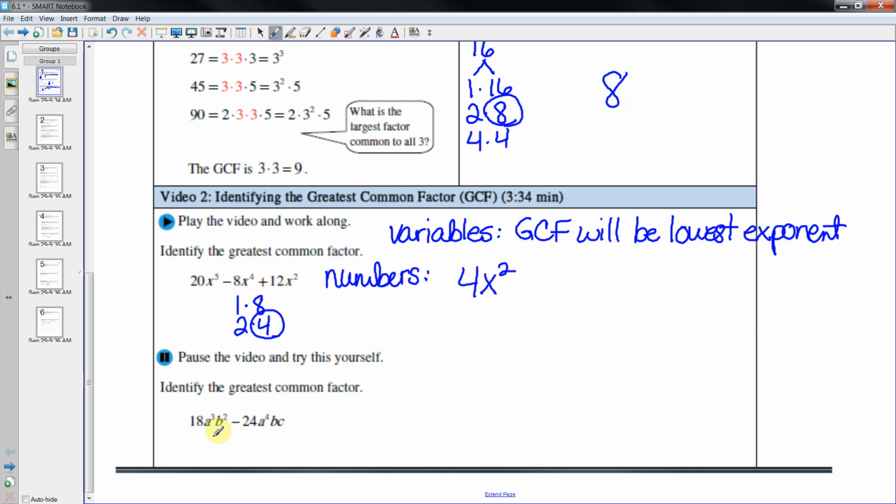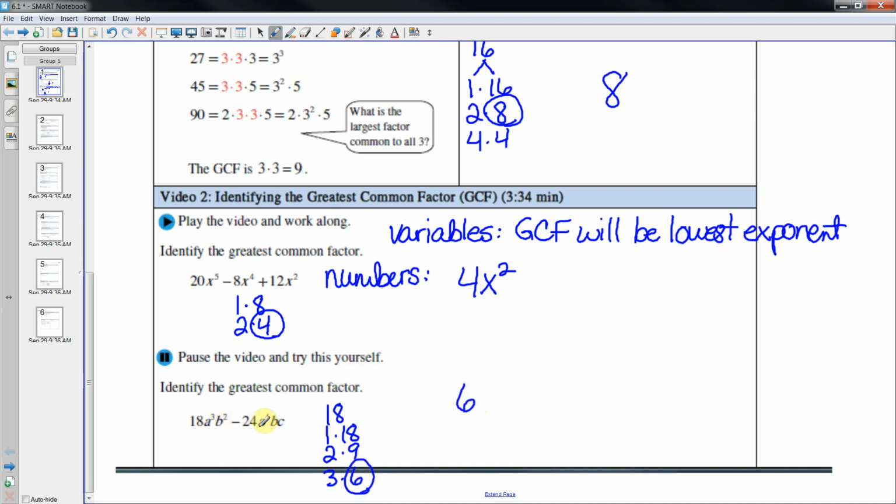Same thing for this bottom one. I've got 18a cubed b squared, 24 a to the 4th bc. So for 18, I've got 1 times 18, 2 times 9, 3 times 6, 4 doesn't go into it, 5 doesn't go into it, 6 goes 3 times. I've already got it listed, so here's my list. So which of these numbers is the highest number that goes into 24? That would be 6, so 6.